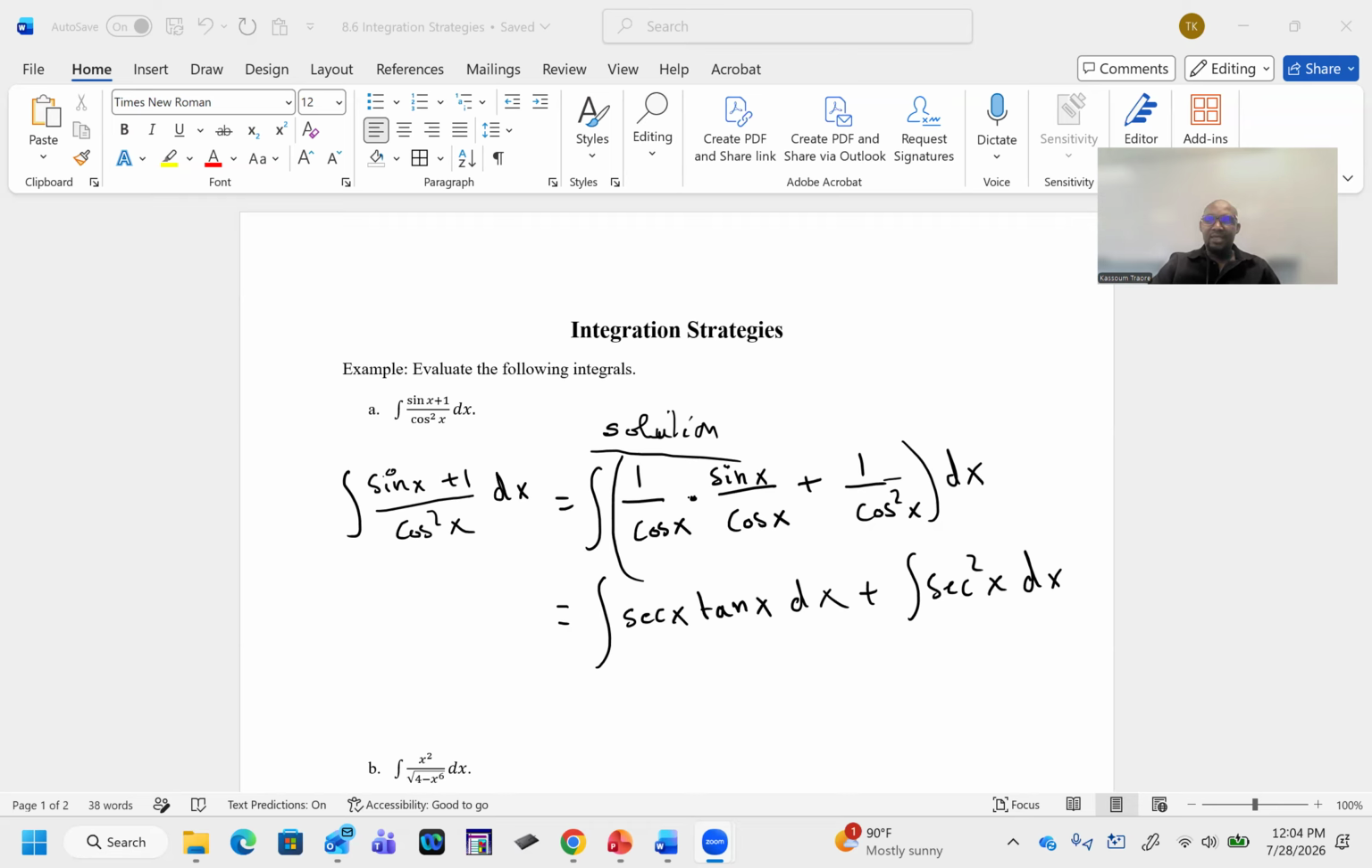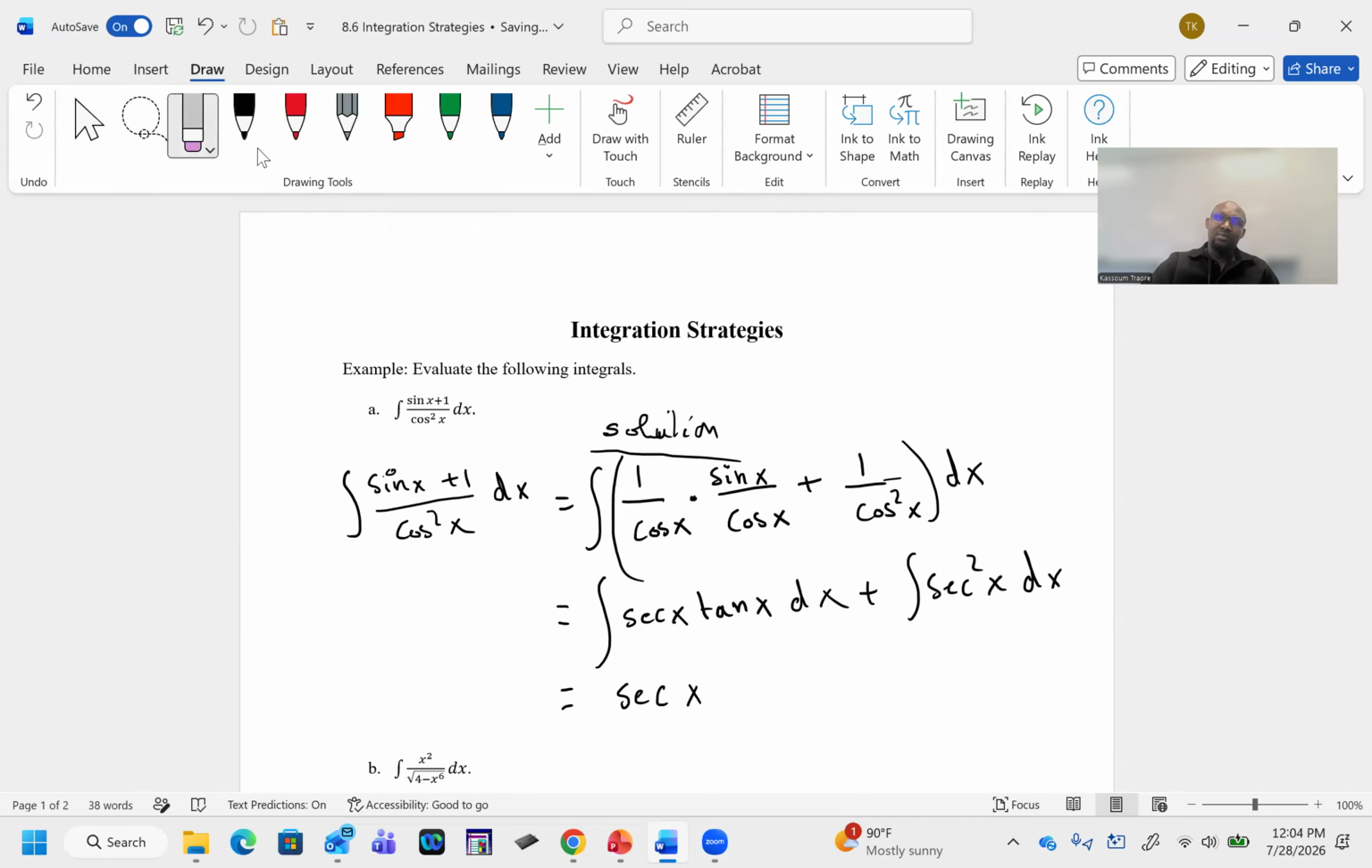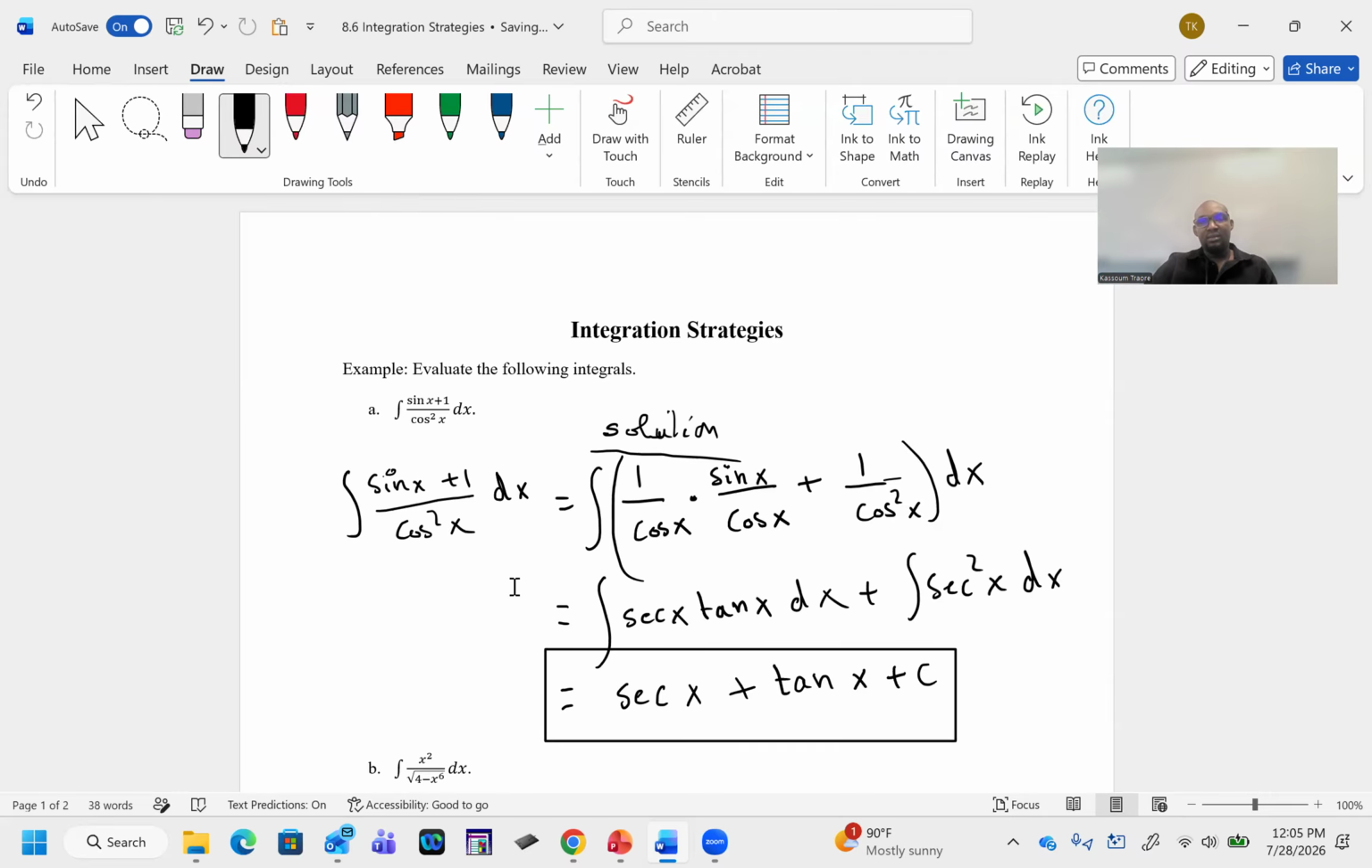So you can see I use my knowledge of trigonometry to rewrite this integral so I can use the formula that I have. This one will be what? Secant x times tangent x dx, like your a is 1, so it will just be secant x. Sorry, not plus c yet, because I have two integrals, so I have to find the second one first. Then plus, the antiderivative of secant square is what? Tangent x. So tangent x plus c. And that's it. That's one thing we have to do.